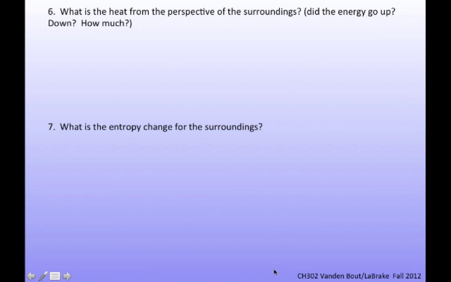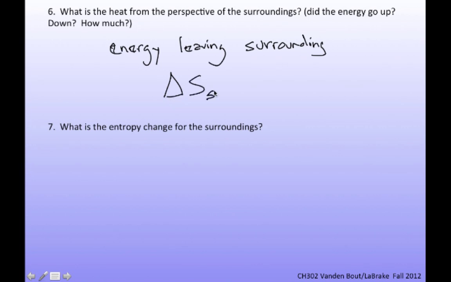What about the entropy change of the surroundings? The entropy change of the surroundings is related to the heat from the perspective of the surroundings, and remember that here we have energy which is leaving the surroundings and going from the surroundings into the system. And therefore we know that the entropy change for the surroundings is actually going to go down.